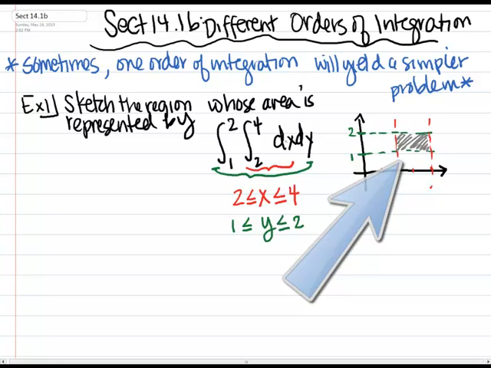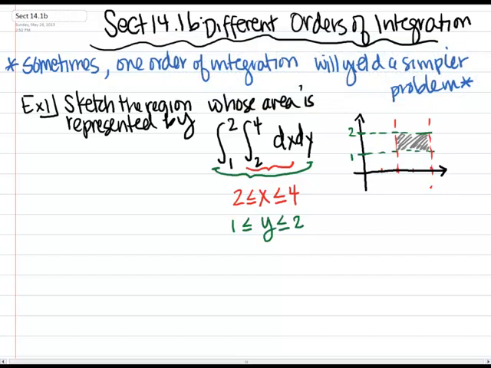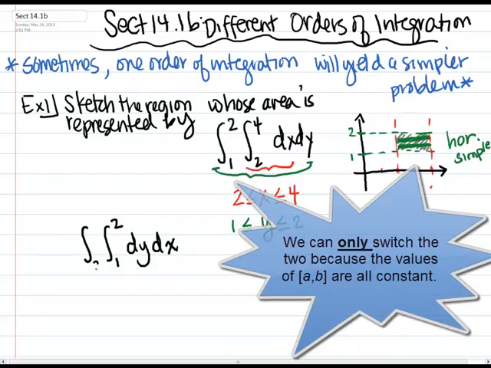Because this is written dx dy, we're going to be summing up the rectangles in the y direction. They're going to be stacked up like this from y equals 1 to 2. This would be horizontally simple. So let's take a look and see what this integral would look like with the order of integration reversed if I had a dy dx instead. Now because this is a very simple region, all I'm going to do is switch it so that my 1 to 2 is on the inside integral and the 2 to 4 is on the outside integral.